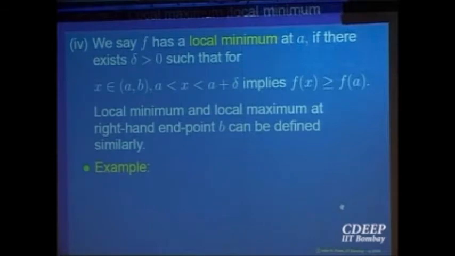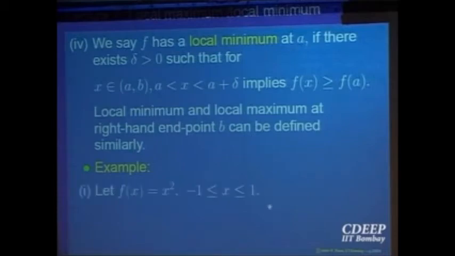So it's clear to everybody what is local maximum, local minimum, right? Locally, it is the boss. Local maximum, it's the greatest. The value at that point is the largest in a neighborhood, or smallest in that neighborhood for a local minimum.